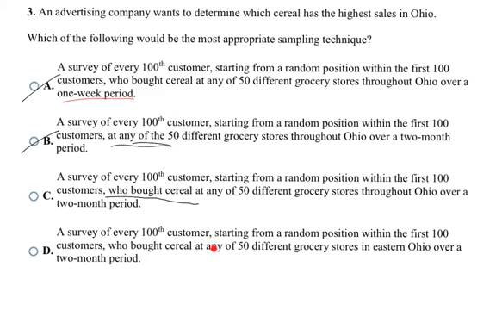A survey of 100 customers starting from a random position within the first 100 customers who bought cereal at any 50 different grocery stores in eastern Ohio over a 2-month period. So the only difference between C and D is D says eastern Ohio. They're looking for sales in all of Ohio. So you don't want to eliminate asking people in western Ohio because that could give you bad results. So it's not going to be D, so that means C is going to be my final answer. It's very important to pay close attention to those very small changes between each answer to be successful at these.